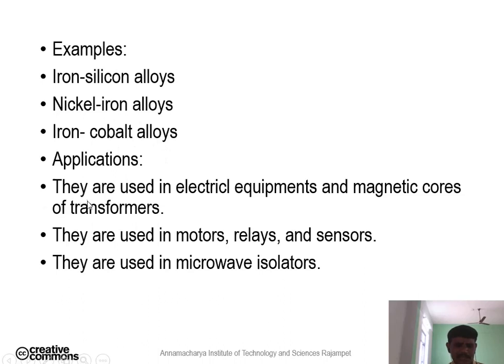These magnetic materials can be used as magnetic core materials. These magnetic core materials are used in transformers, electric motors, relays, sensors, and they are also used in microwave isolators.